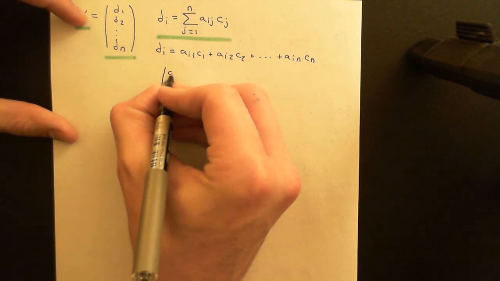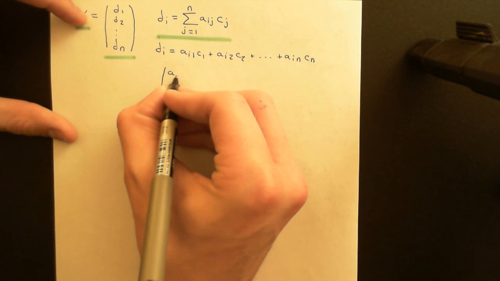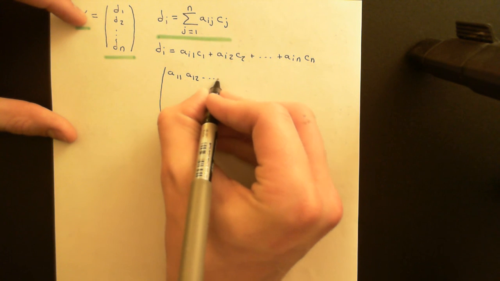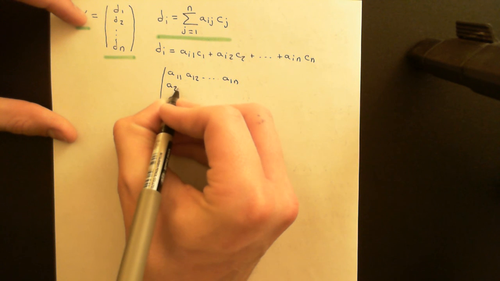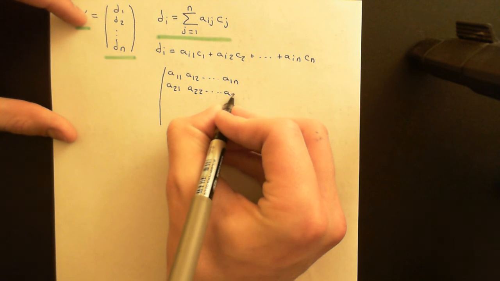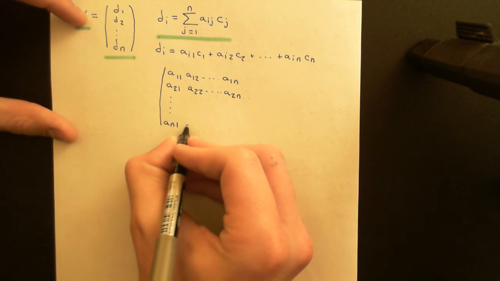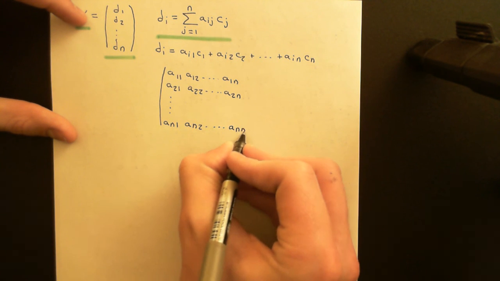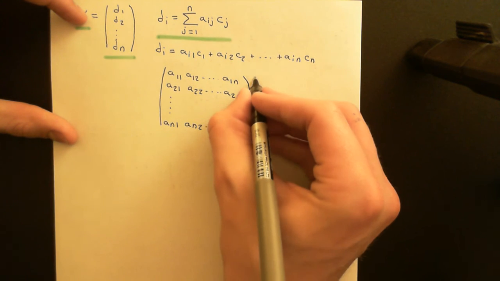If I put these coefficients, the a_ij's, in the matrix like so. So I had a_11 here, I had a_12 here, all the way along to a_1n. Then the next line I'd have a_21, a_22, all the way along to a_2n, and then right down the way until we got to a_n1, a_n2, all the way along to a_nn, like that, and I made a great big matrix like that.